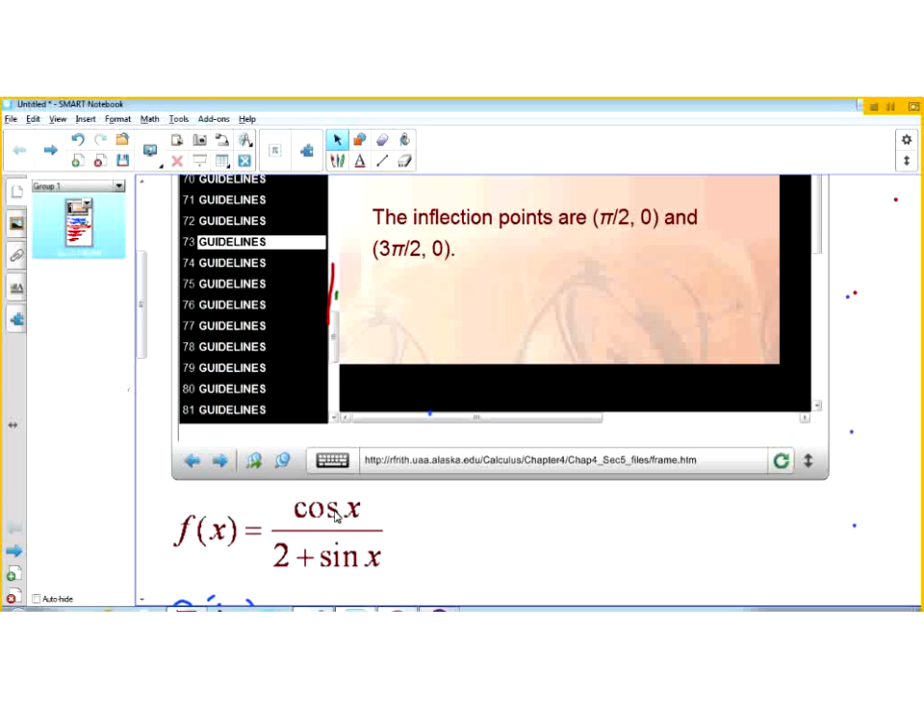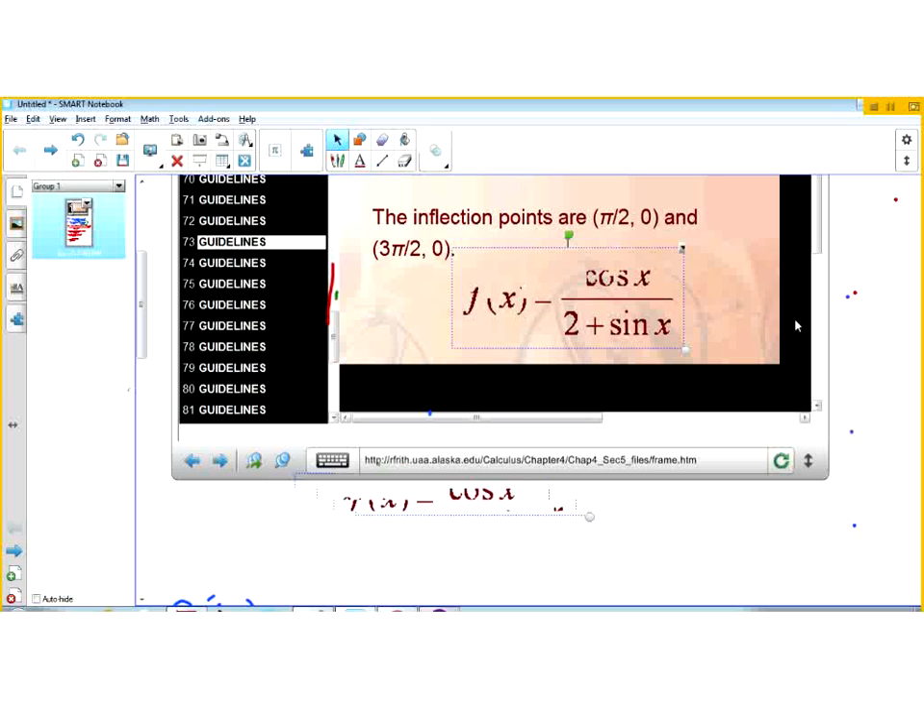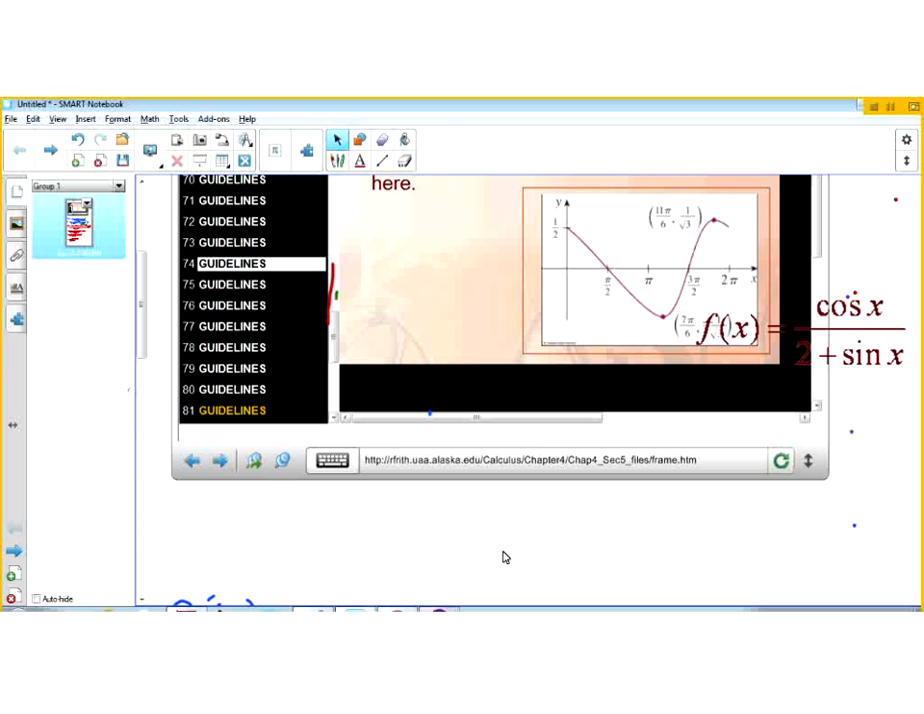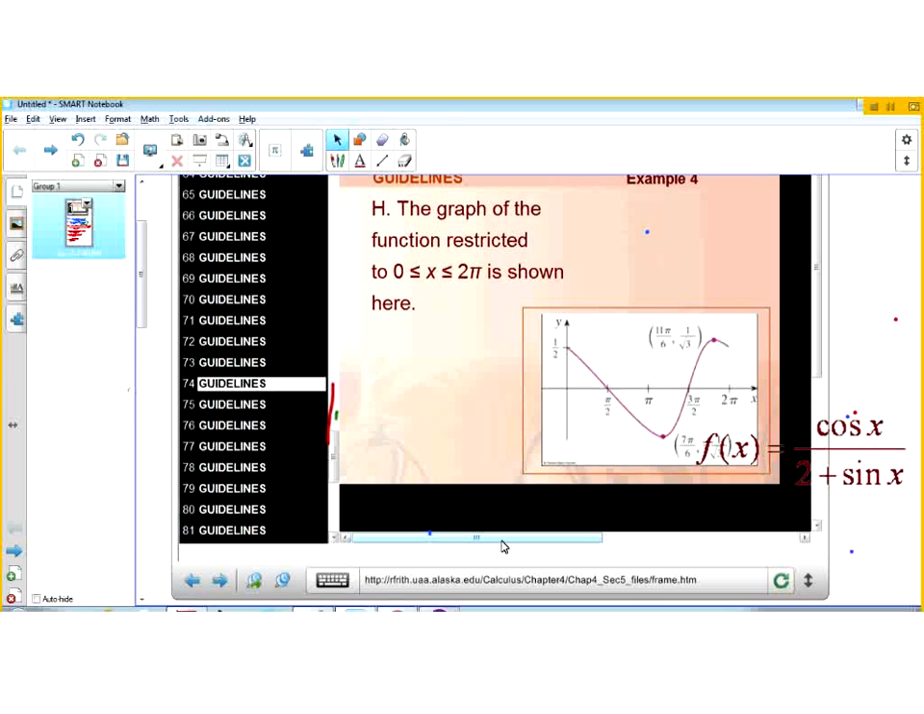Okay, plug in 3 pi over 2. You'll have 0. So here's your function. Okay, so here's the graph on one interval.